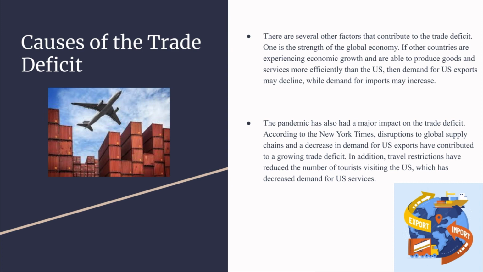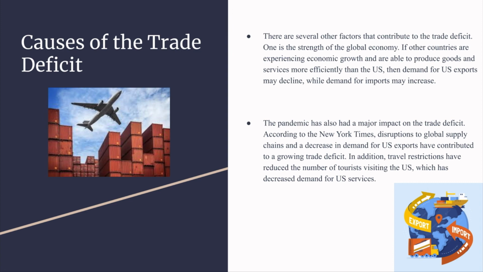And then to go over a few more causes of the trade deficit. One is the strength of the global economy. If other countries are experiencing economic growth and are able to produce goods and services more efficiently than the U.S., then demand for U.S. exports may decline, while demand for imports may increase.